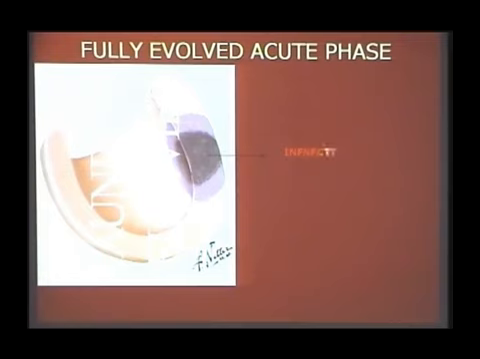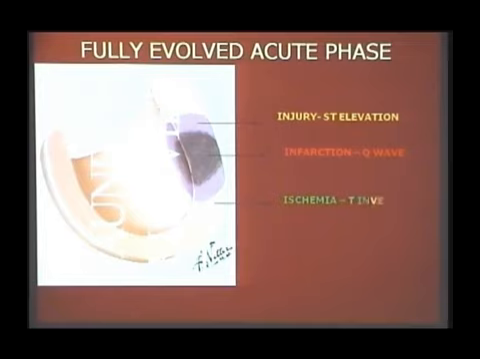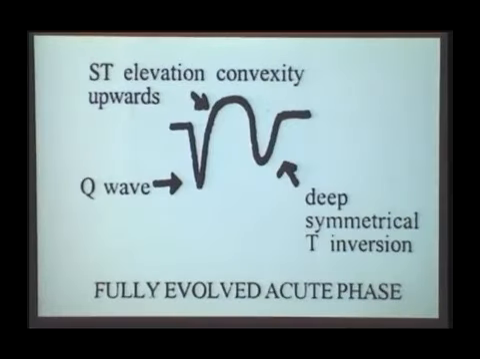So what are the manifestations? The central area of necrosis will produce what? Pathological Q wave. The surrounding area of injury will produce what? It continues to produce injury ST elevation. The peripheral area of ischemia will produce what? The T wave inversion. So the net result, the patient will have a pathological Q wave, ST segment elevation, and T wave inversion.